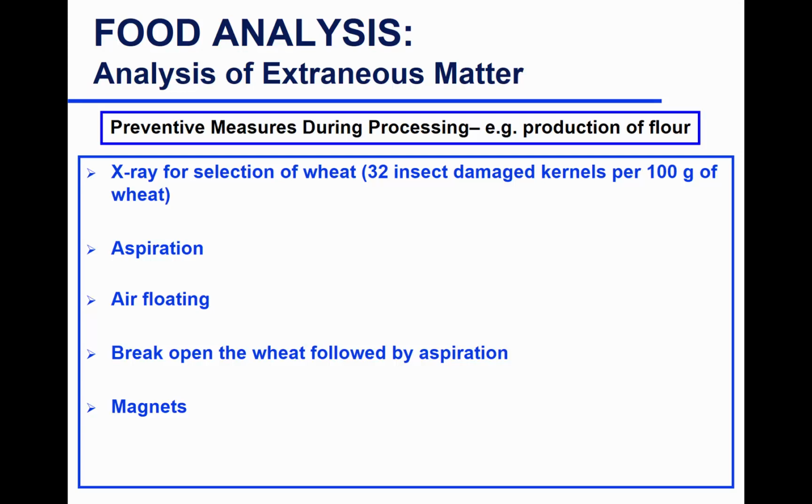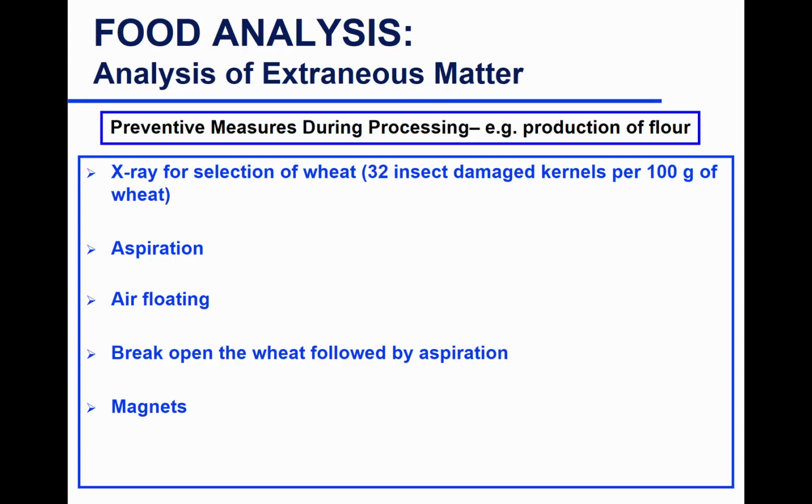You can do aspiration, so you can run your grain on a belt that has pores and then run air through, and the light filth will obviously float, and your grains will remain on the belt. Air floating is for if you have heavy filth. So your small grains you can float, and then the stones and the excreta pellets will remain on the belt, whereas your small grains will be floating.